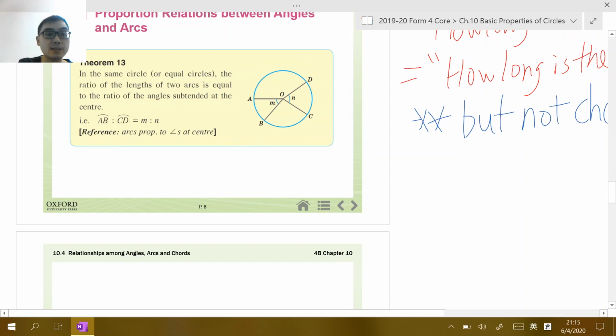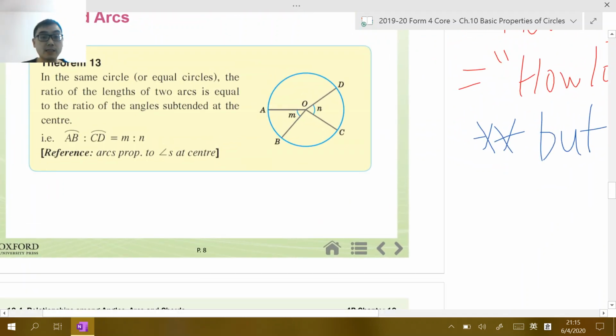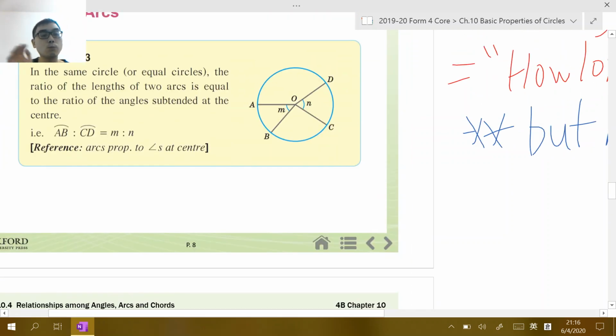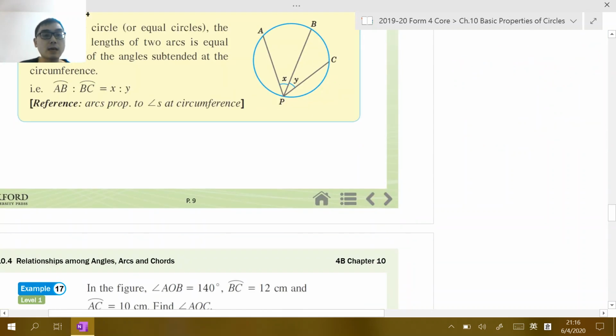Theorem 13 tells you that if the angles are in the ratio m to n, the arc lengths should also be in the ratio m to n, because angles and arcs are identical. So we can just say the proportional relation. The book uses the sentence 'arc is proportional to angle at the center', but once again you don't need to write it here. Vice versa is the same.